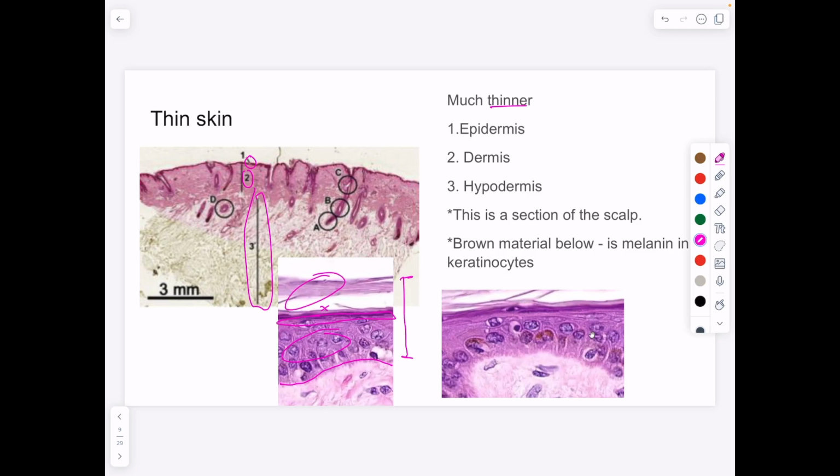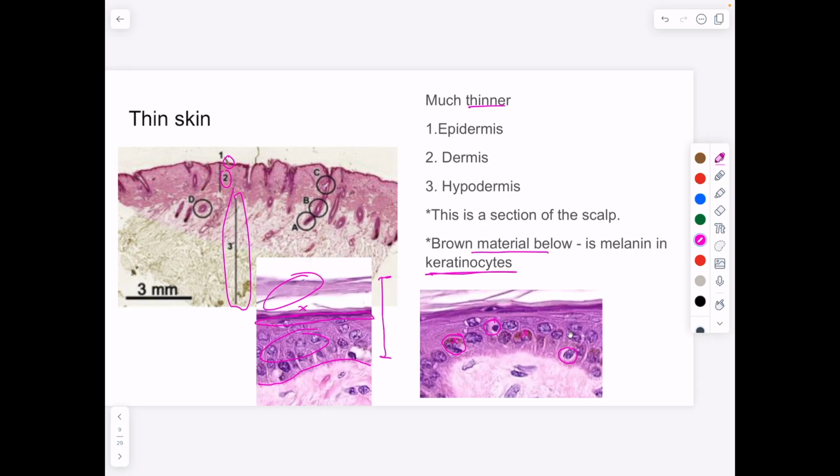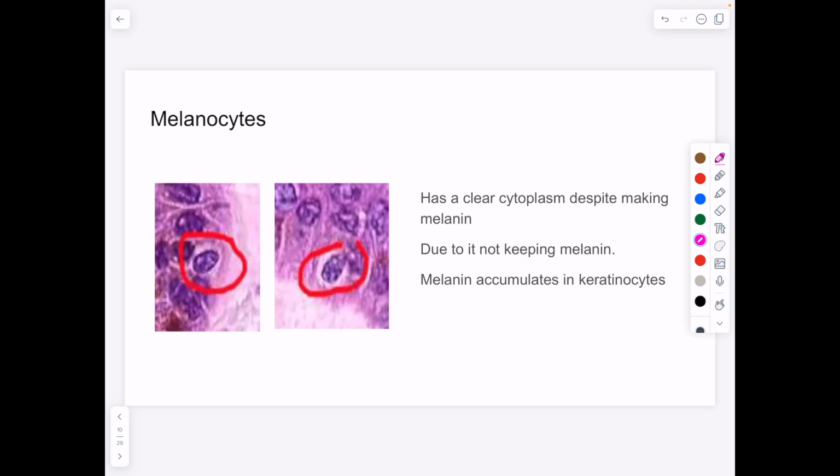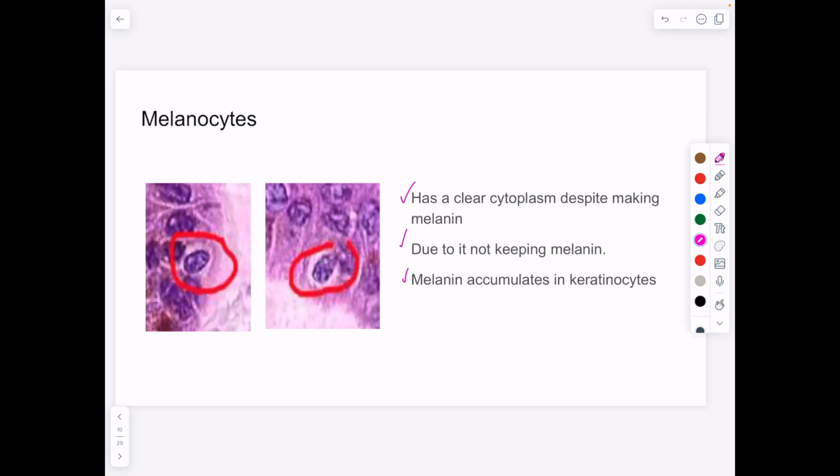All right, and then we're told to look for brown material. This brown material here, you're like, oh, that must be our melanocyte. That brown material is in fact melanin, but it's being held by keratinocytes. So this is not a melanocyte. This guy right here and this guy with the clear cytoplasm are our melanocytes, right? But the ones with the brown in it, those are the keratinocytes holding on to the melanin that the melanocytes made. It's the exact same thing. Melanocyte, clear cytoplasm. It is not holding on to the melanin it's making. The melanin, brown substance, is accumulating in the keratinocytes.